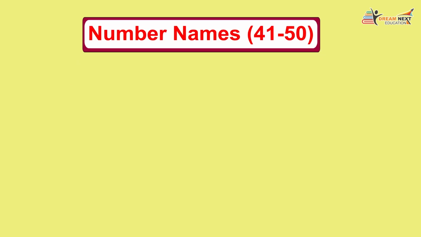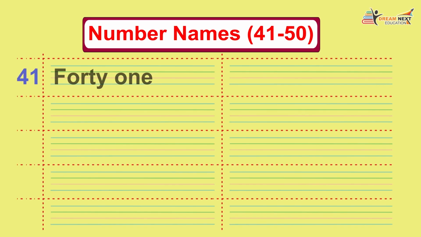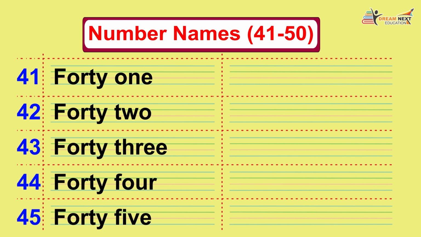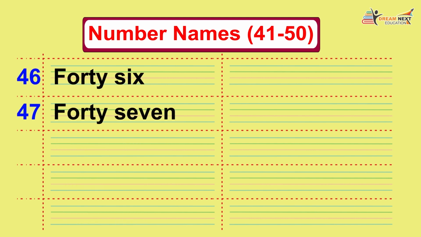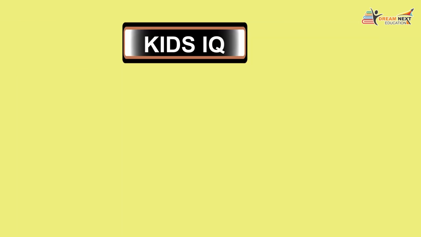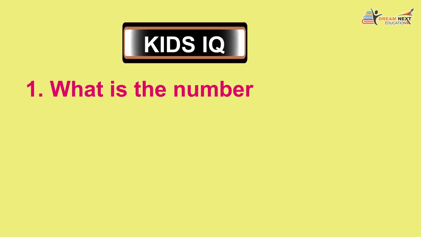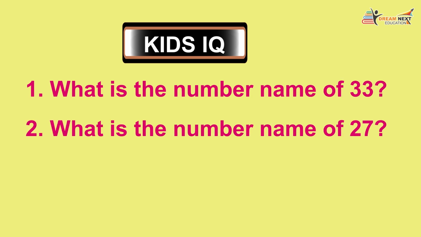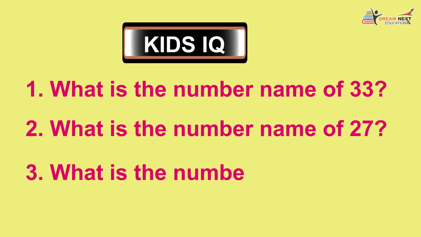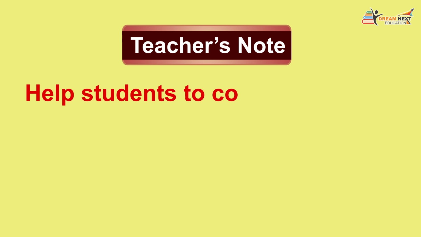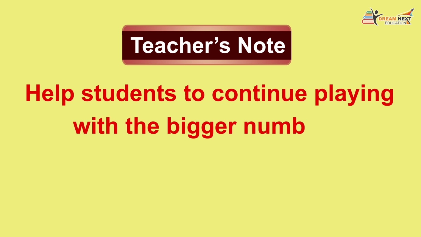Number names. 41 to 50: 41, 42, 43, 44, 45, 46, 47, 48, 49, 50. Kids IQ. 1. What is the number name of 33? 2. What is the number name of 27? 3. What is the number name of 38? Teacher's note. Help students to continue playing with the bigger numbers.